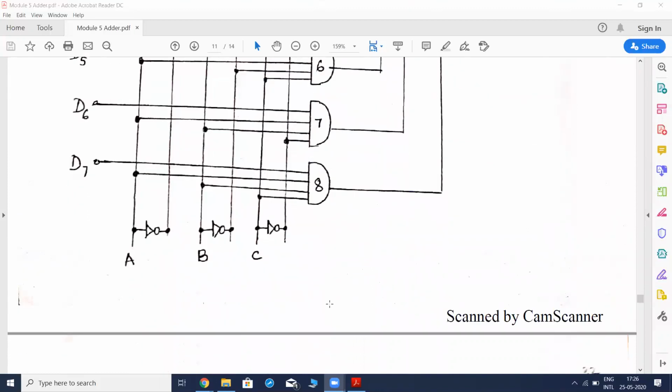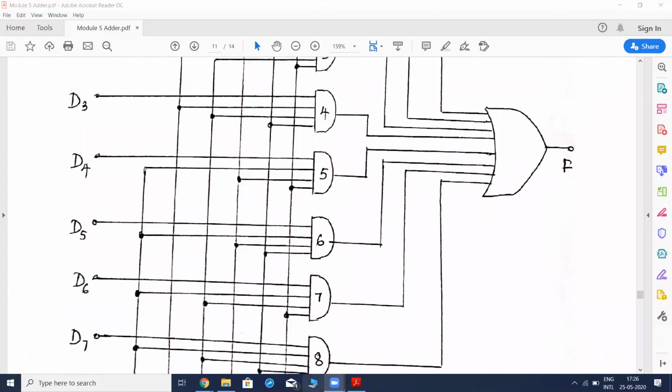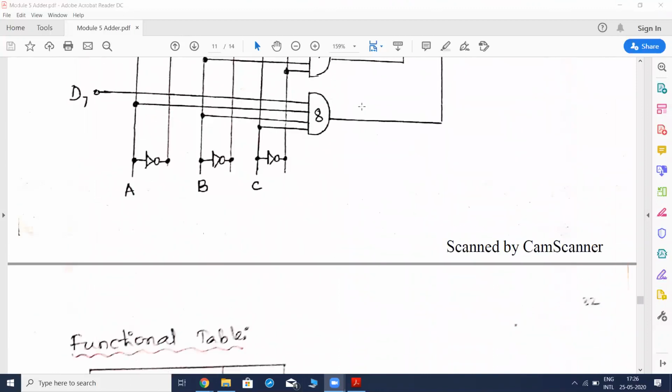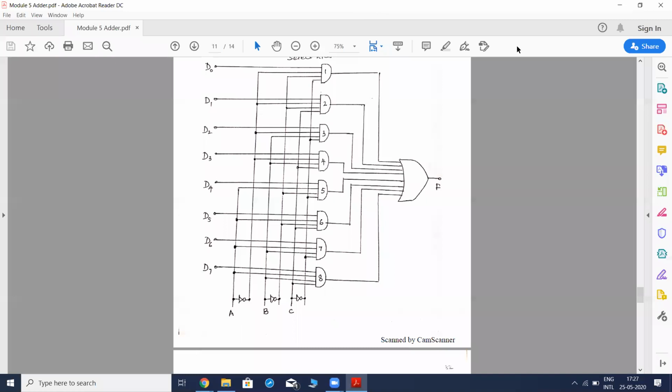This is the logic diagram for the 8:1 mux. For 8:1 mux, how many gates do we want? We want 8 AND gates. So here are the 8 AND gates: 1, 2, 3, 4, 5, 6, 7, 8.